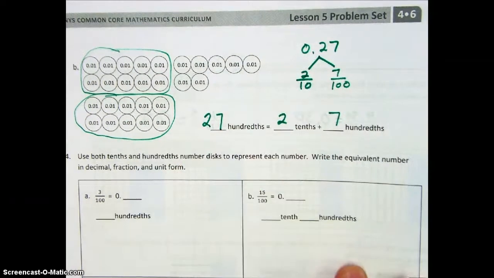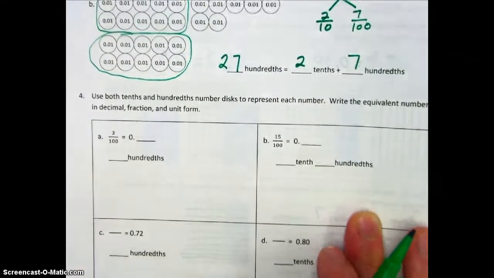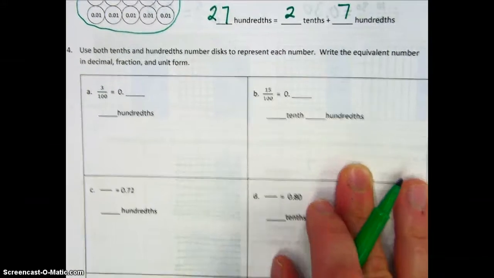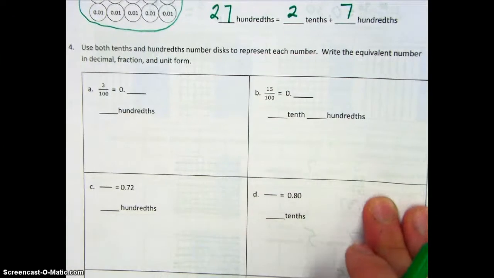Okay. All right, moving on to step 4. We're going to use both tenths and hundredths number discs to represent each number. Write the equivalent number in decimal, fraction, and unit form. So we're going to show it 3 different ways so we can really understand what the fraction is showing.